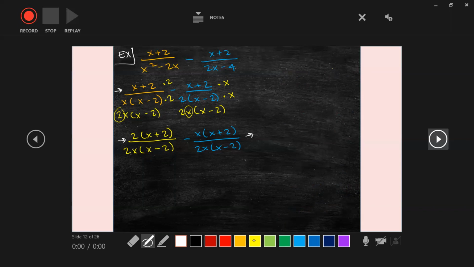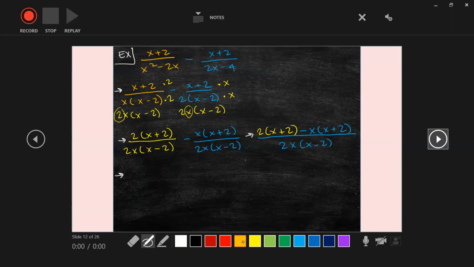And I'm going to go ahead and combine these guys. So I'm going to say that I have 2 times x plus 2. I'm subtracting x times x plus 2. And this is all over the common denominator of 2x times x minus 2.